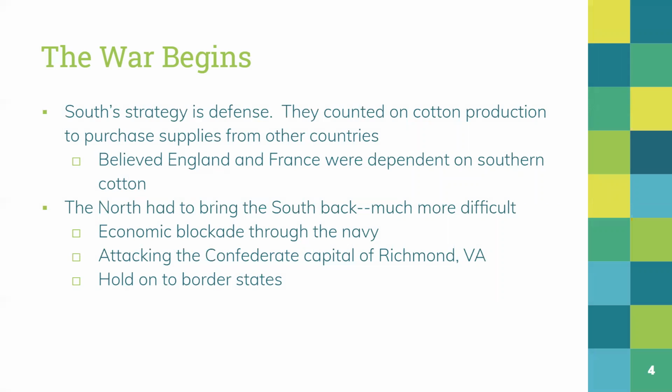And so when the war begins, the two sides have very different strategies. The South strategy is defense. They know that they have less production in manufacturing than the North. And so they're going to count on their production of cotton and trade with other countries and possibly develop good enough relationships with these European nations that they might actually help in the war.